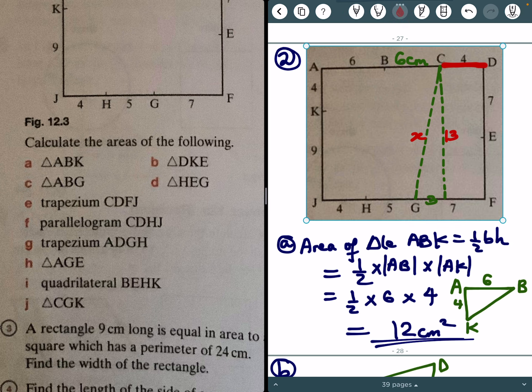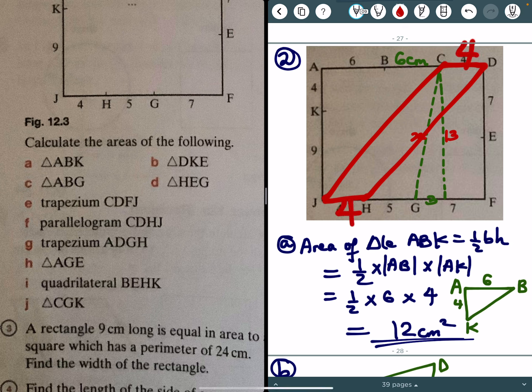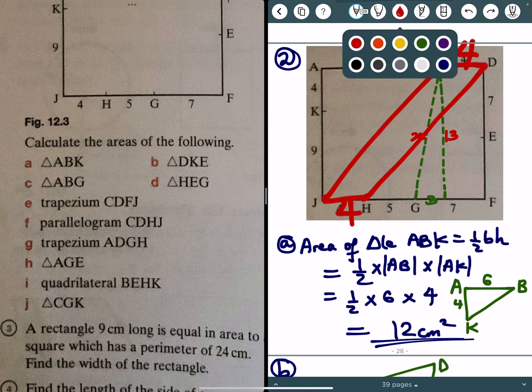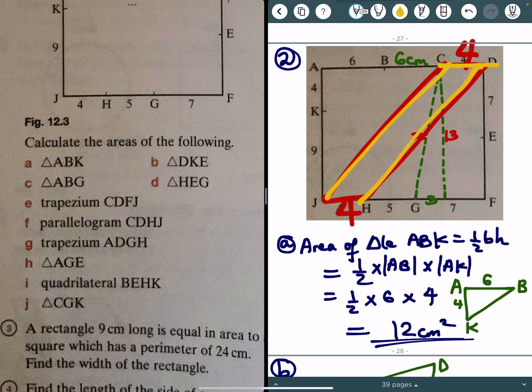CDHJ. So this is my trapezium, as you can see, I said trapezium. This is my parallelogram. As you can see, opposite sides are 4 and 4 here. So these sides too will be the same, although we don't know their length. Let me mark that in yellow. I don't need all sides. Having known that this side is 4, I can just do base times perpendicular height to get my area.